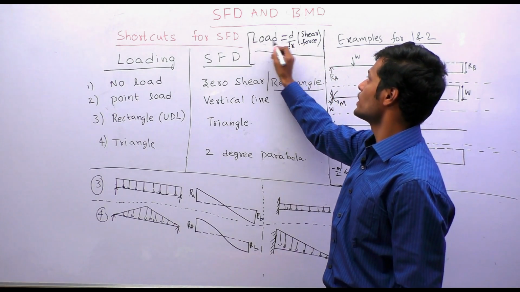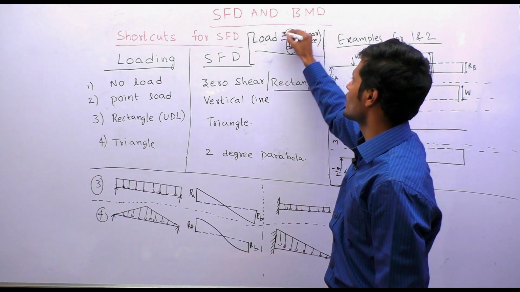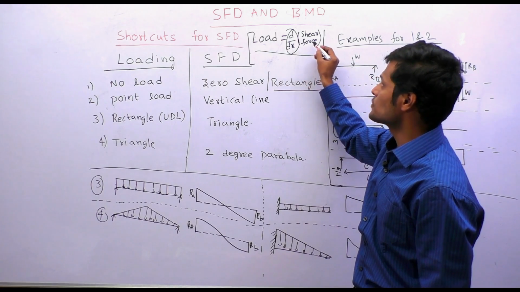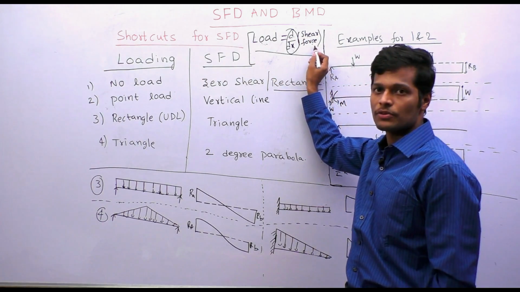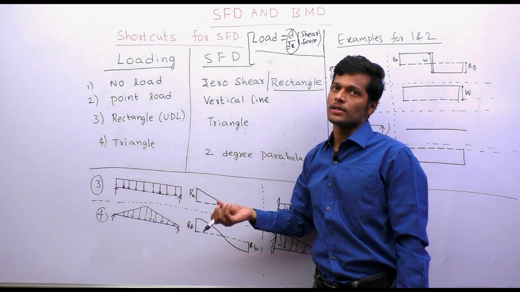The load is nothing but the slope of the shear force, because when we differentiate any variable we will get slope, we know that. So d by dx of shear force is load, means load is nothing but slope of shear force. Okay. So using this relation we will obtain some shortcuts from this.